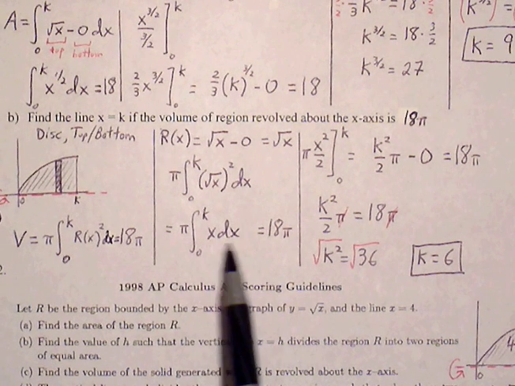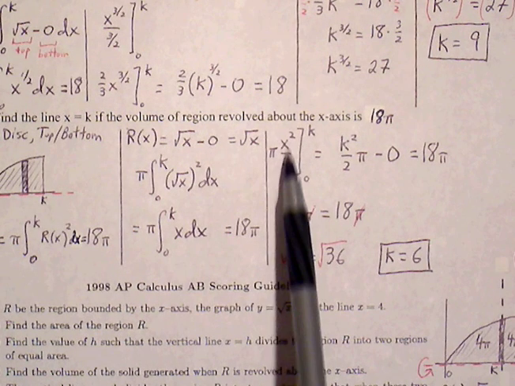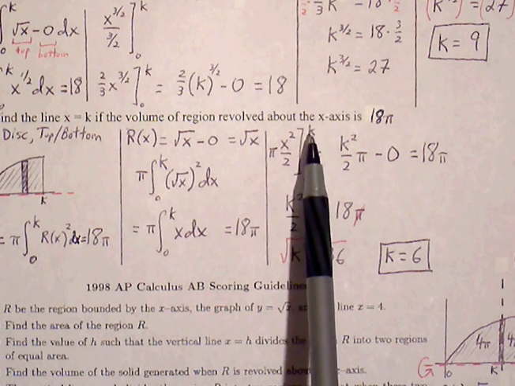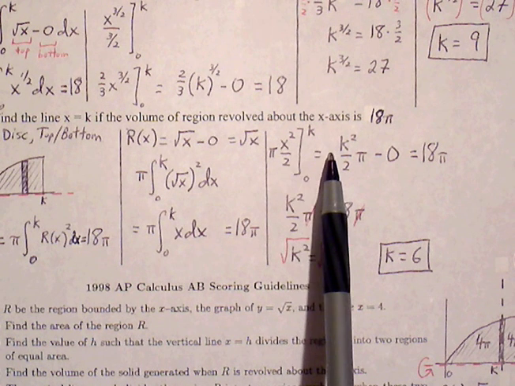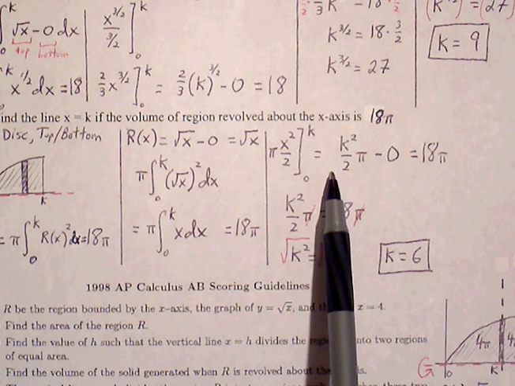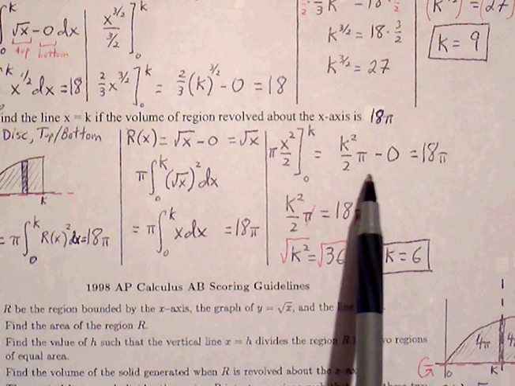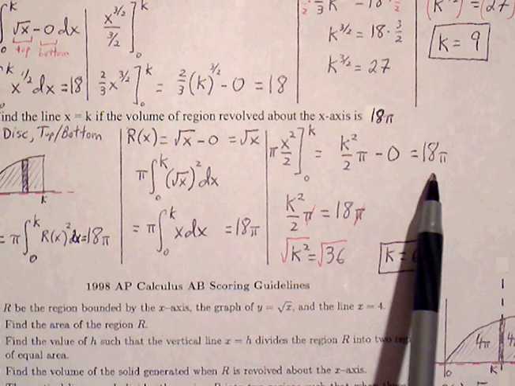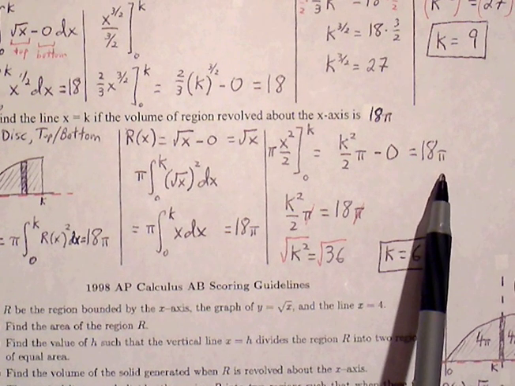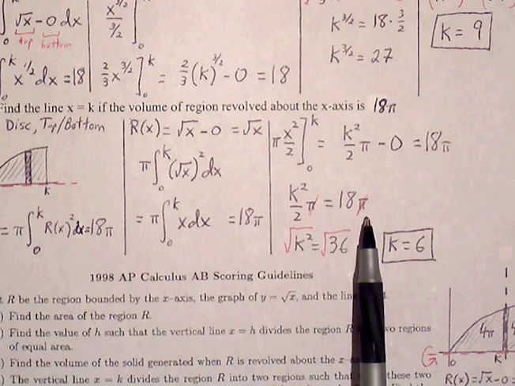So we're continuing to solve the left side. Integral of x is simply x squared over 2. Evaluate between our upper and lower bound. Plug k in for x squared. So we're left with k squared over 2 pi minus, now plug 0 in for x, and we're left with minus 0. So we have an equation that we can solve because we know the right side is equal to 18 pi. The pi's can cancel out on both sides.